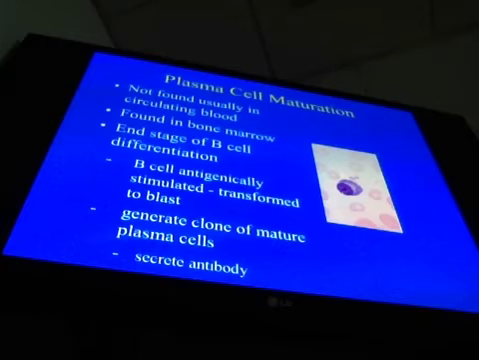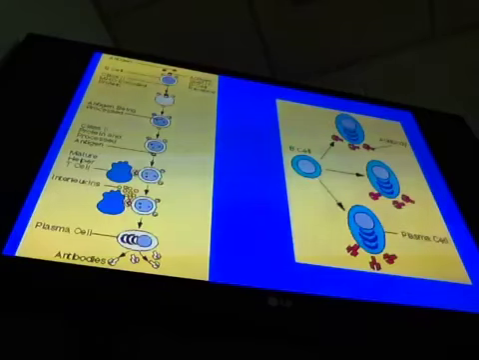The end stage differentiation can also generate a clone of mature plasma cells. So this clone of mature plasma cells is responsible for secreting the antibody. So this can occur in the bone marrow typically.